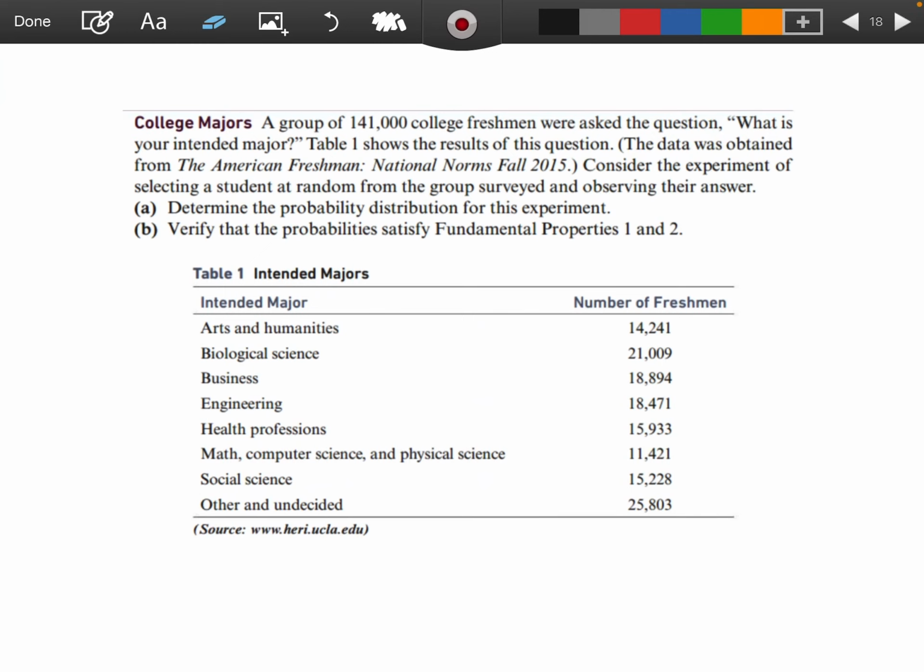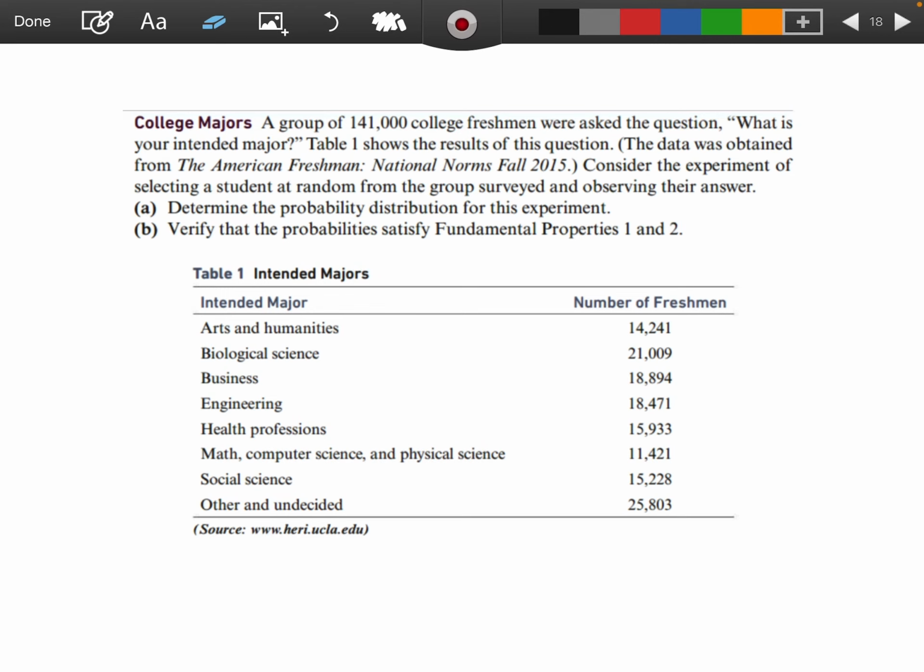This is a really good example from the textbook. This time we are looking at empirical probabilities because they are what is observed. So here they have surveyed 141,000 college freshmen and asked what their intended major was. And so they've listed the outcomes, all of the intended majors on the left, and then the number of freshmen that wish to take that particular major on the right. And we've got to determine a probability distribution for this experiment.